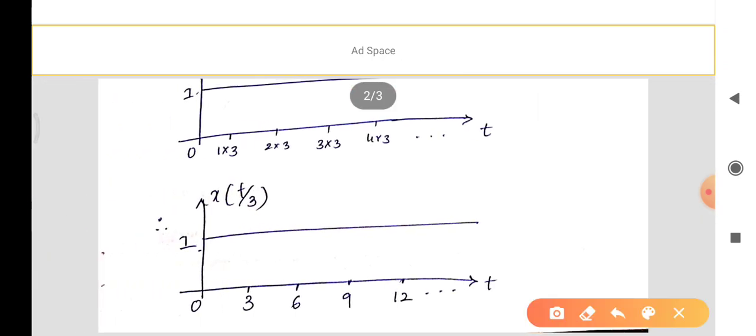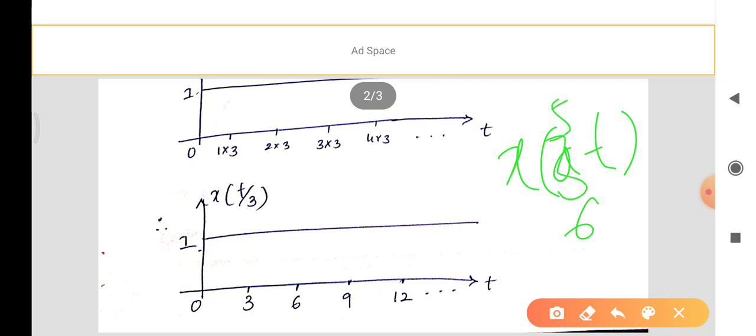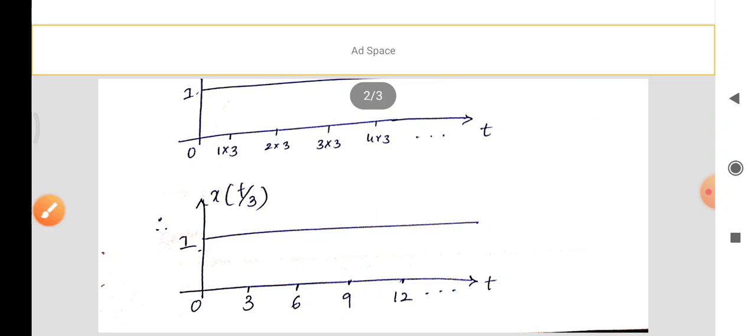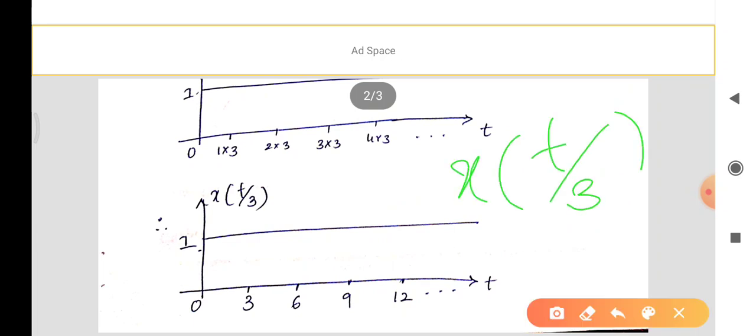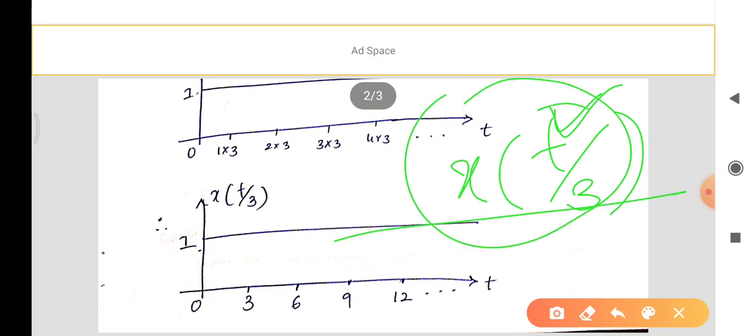What you can say from this is, if you are multiplying the time, like 3t, 5t, 6t and so on, with higher values, then your signal is going to contract. Suppose you are dividing your signal; I am speaking with respect to time, not dividing the signal itself, but the operation with respect to time.